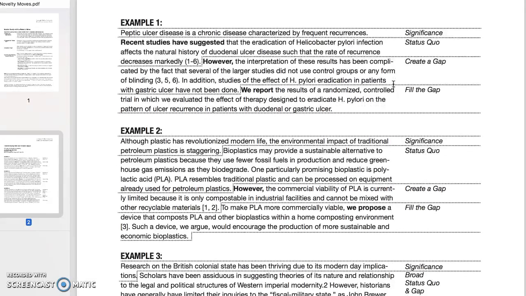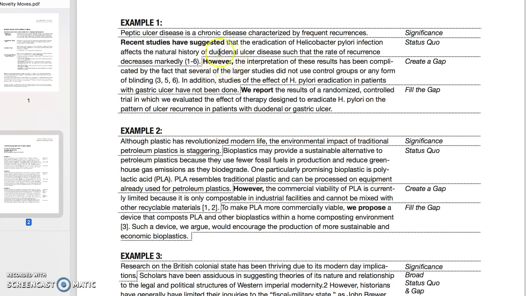So this is giving us the current conversation about what this disease is doing. And so moving into how they created a gap in this status quo, they then go on to say, however, the interpretation of these results has been complicated by the fact that several of the larger studies did not use control groups or any form of blinding. In addition, studies of the effect of this H. pylori eradication in patients with gastric ulcer have not been done.